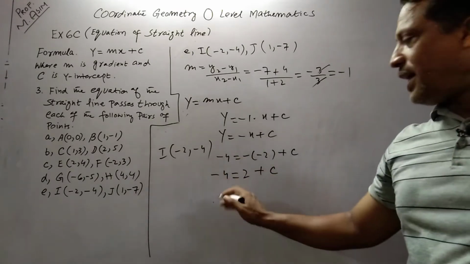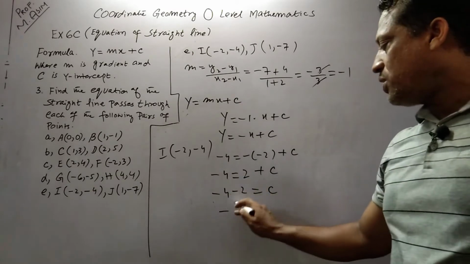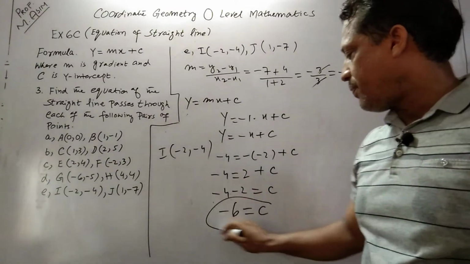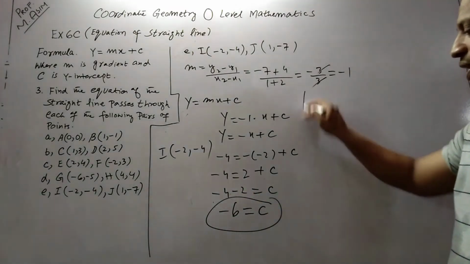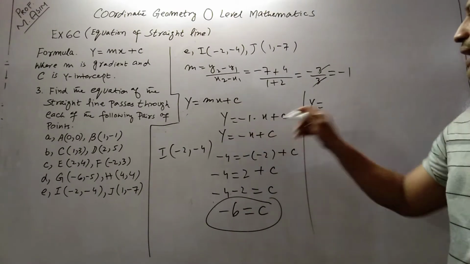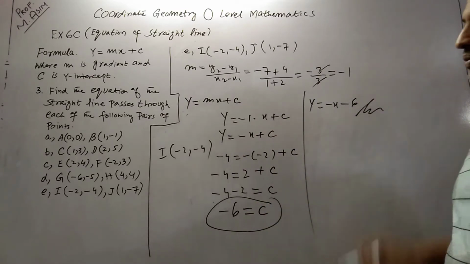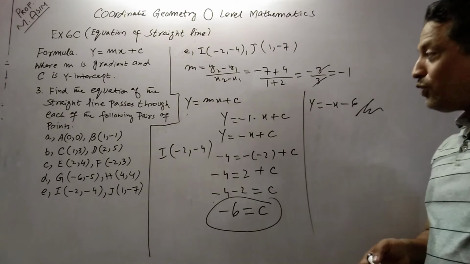Shift this 2 to the other side. Minus 4 minus 2 is equal to c. Minus 4 minus 2 is minus 6 is equal to c. This is the value of c. Now put this value of c in this formula. Y is equal to minus x, c. What is c? Minus 6. Answer.